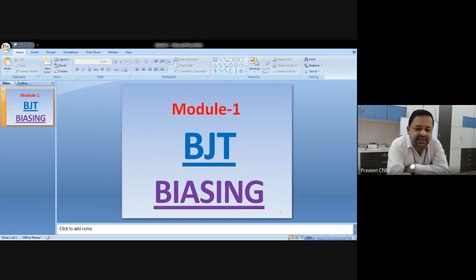Similarly, in a common base configuration, output is taken between collector and base, and input is applied between emitter and base. So collector current IC becomes the output current, and emitter current IE becomes the input current in common base configuration. That's why alpha is defined as IC by IE. Similarly, beta can be defined as IC by IB. So you should know what alpha and beta of the transistor are. Anyhow, you have studied all these details.